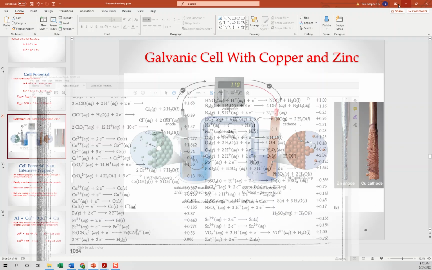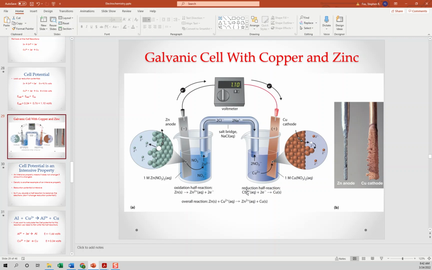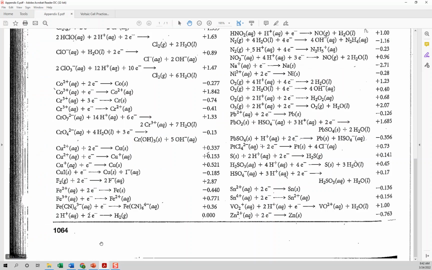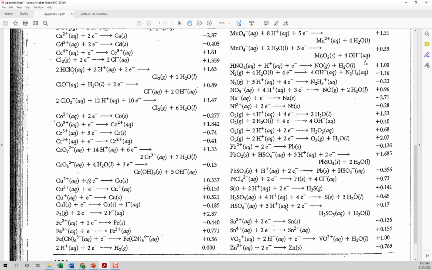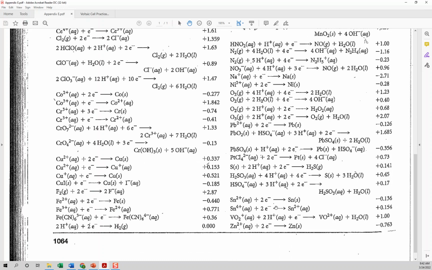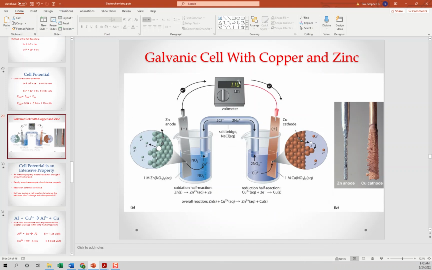And then notice that the reduction half reaction was copper 2 plus being reduced to solid copper. So let's go back to our Appendix E and look up that potential of copper. So this reaction, that's positive 0.34. So if you take 0.34 plus 0.76, that's how we get that voltage, right? Because it's the combination push-pull. It's E ox plus E red, and that's the standard voltage of that battery, okay? All right, so that's essentially the stuff you need to know.